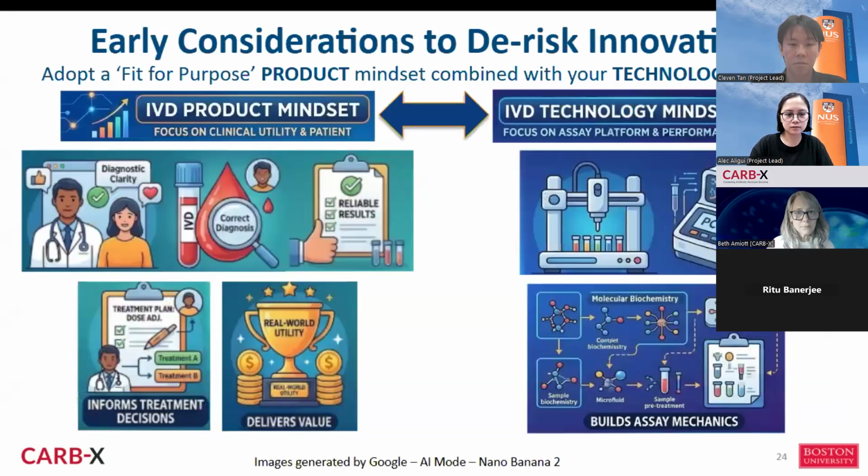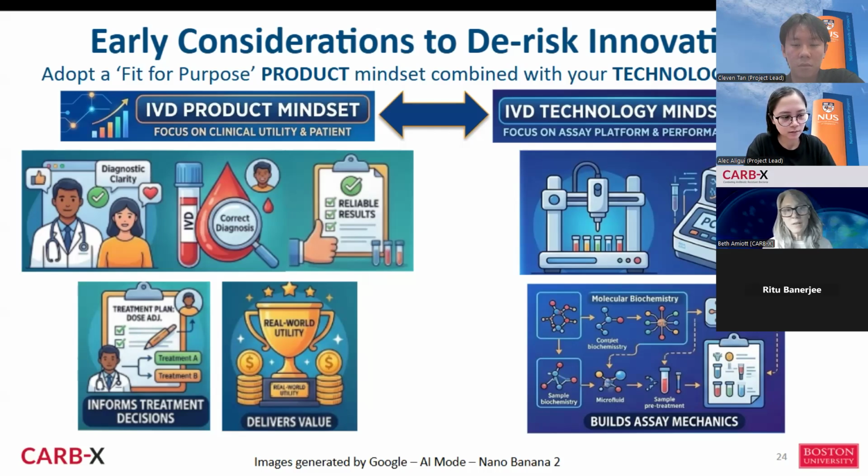So I asked Google AI to just help me illustrate some of the commonalities and differences in the mindsets that you might want to have when you're developing a new diagnostic. So on the right, you've got your technology mindset. This is your innovator mindset, where you're really focused on your new discovery, your new idea, your technology, your platform that you're developing, the thing that you're really excited about and that motivated you to try to build a diagnostic.